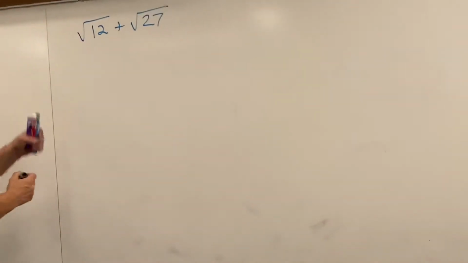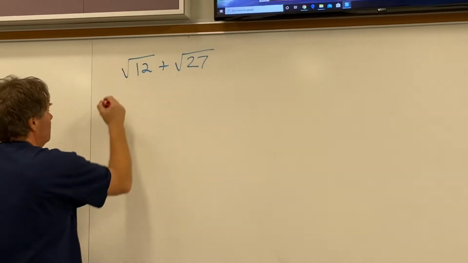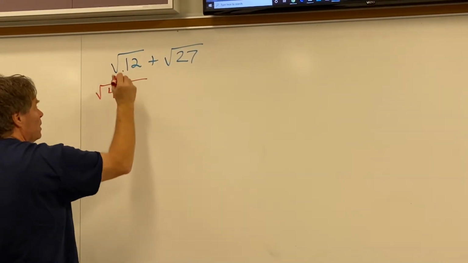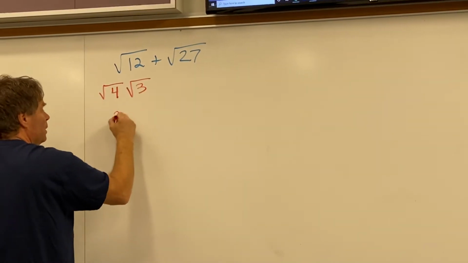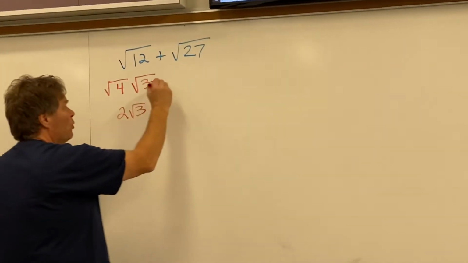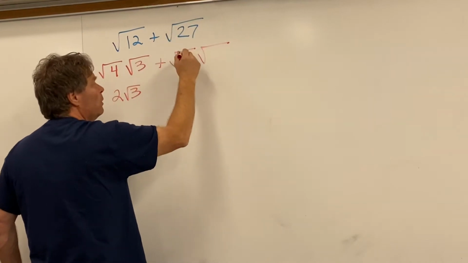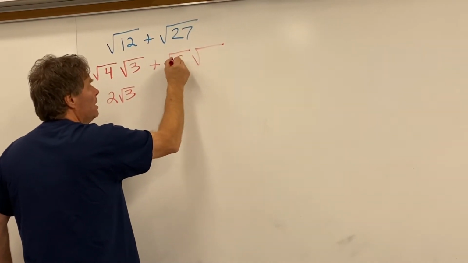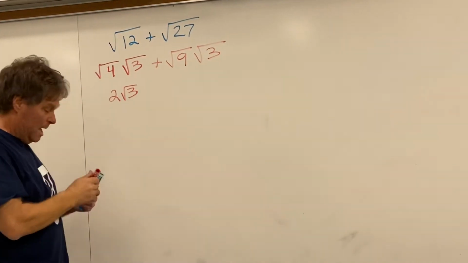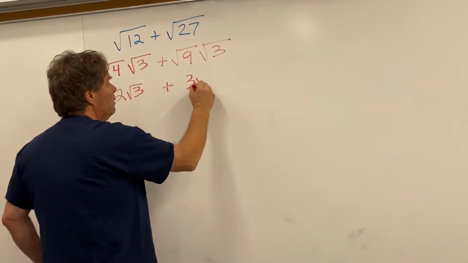Let's see. Root 12. Let's forget this guy right now. Let's just look at square root 12. Okay? That's going to be square root pretty, square root ugly. What's pretty about 12? 4. What's ugly? 3. Square root 4 is 2. So this is 2 root 3. Easy enough. Okay? Plus root pretty times root ugly. What's pretty about 27? 9, right? What's ugly? 3, right? And then, wait, root 9 is 3, so it goes plus 3 root 3.